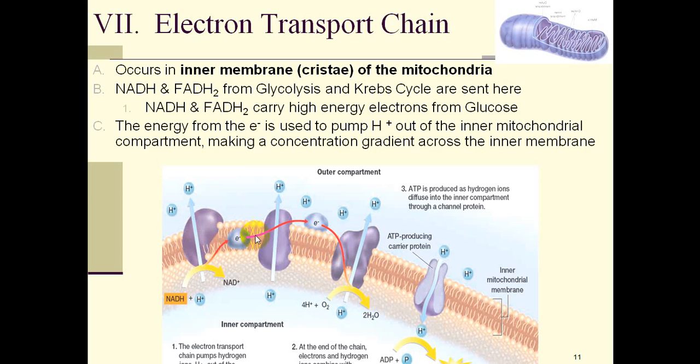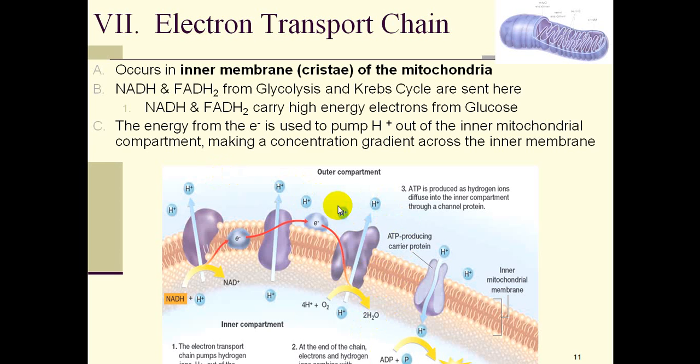But when they're doing that, we're using this energy to pump protons out. So we're taking these protons, these hydrogen ions that have lost their electrons, and we're pumping them out into this little space in between the inner membrane and the outer membrane. So we're creating a gradient, a concentration gradient across the inner membrane. Now these protons want to diffuse back in to equal out the hydrogen ion balance.